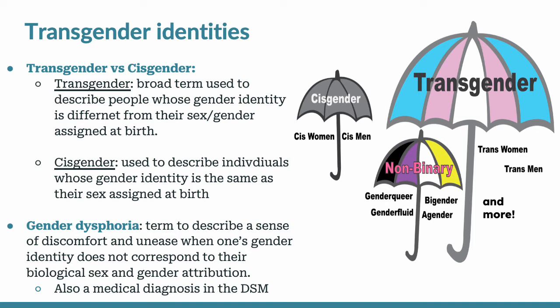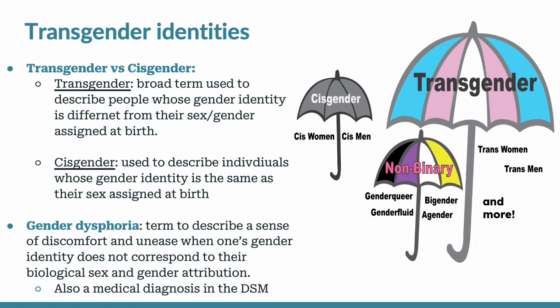Then, gender dysphoria is a term to describe a sense of discomfort and unease when one's gender identity does not correspond to their biological sex and gender attribution. For example, for someone who identifies as a trans man, if they have not undergone gender-affirming surgery or medical care and still have breasts, the presence of these might cause them gender dysphoria because the presence of breasts will usually result in other people attributing them to be a woman.